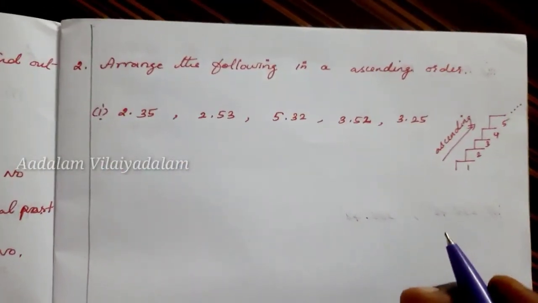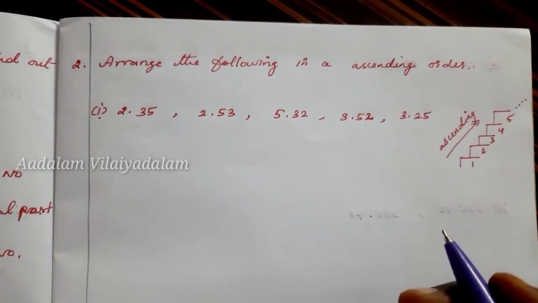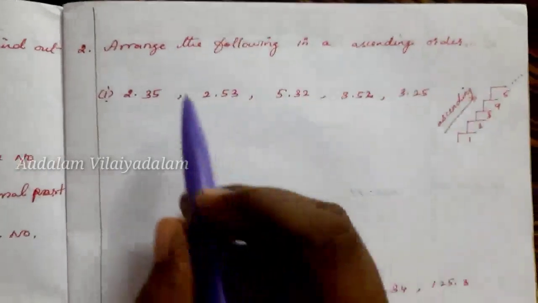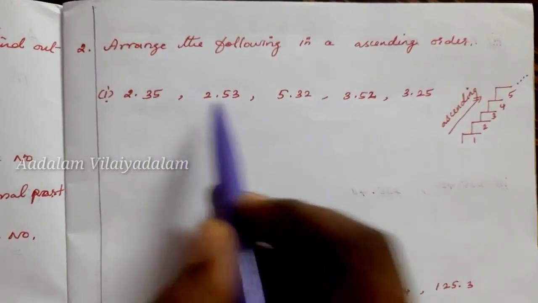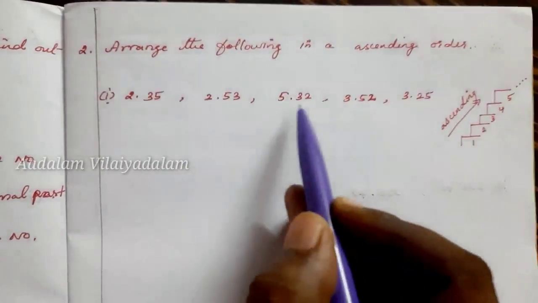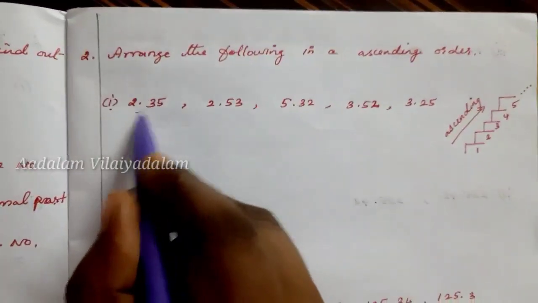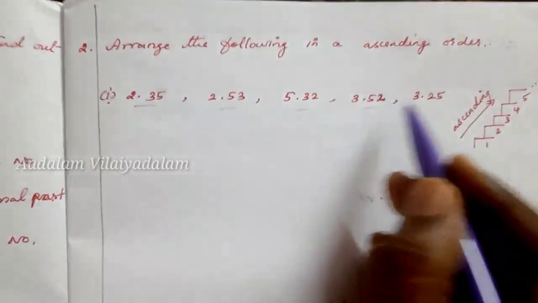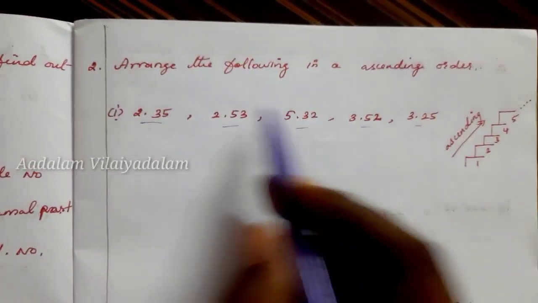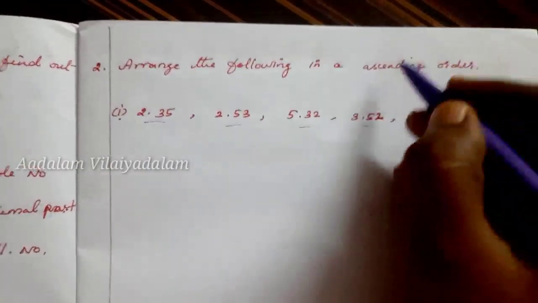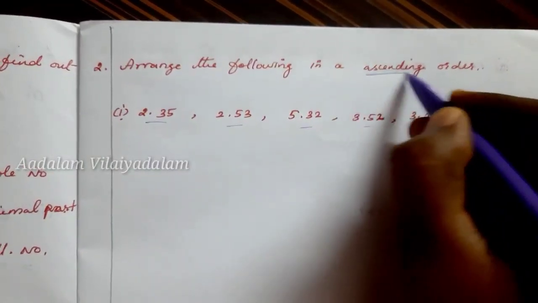Now the second question is to arrange the following in ascending order. So 2.35, 2.53, 5.32, 3.52, 3.25. There are 5 decimal numbers given. Using these 5 numbers, we are going to arrange the numbers in ascending order.